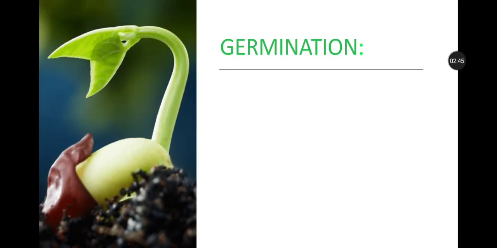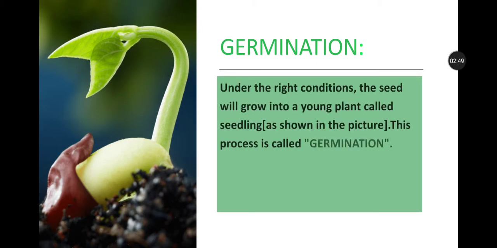There is a new term which is called germination. In simple words, under the right conditions, the seed will grow into a young plant called a seedling, as you can see in this picture. This beautiful picture is a picture of a seedling. The whole process is called germination.